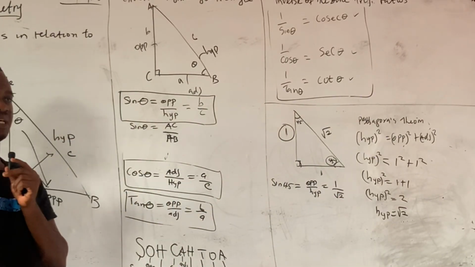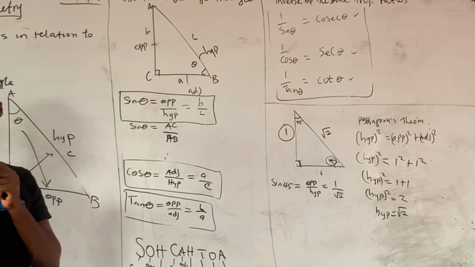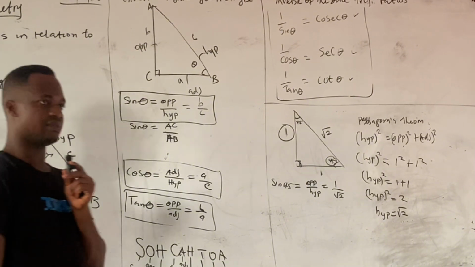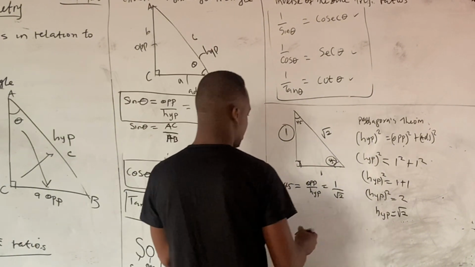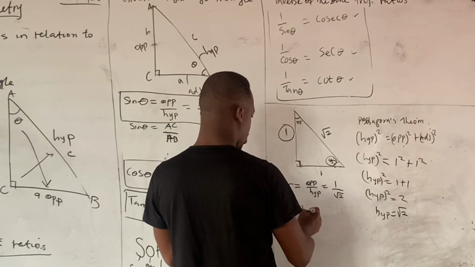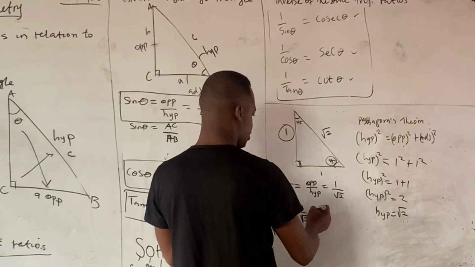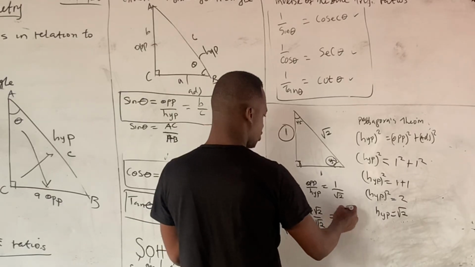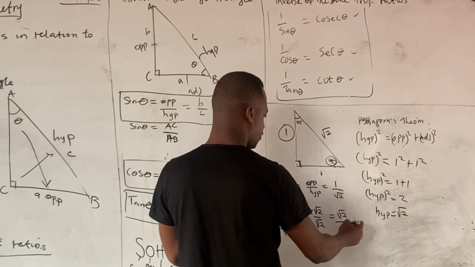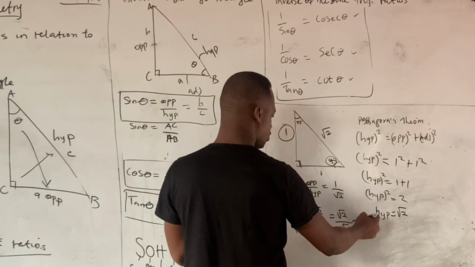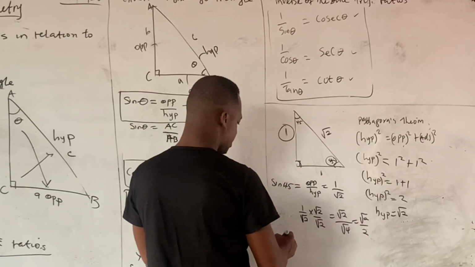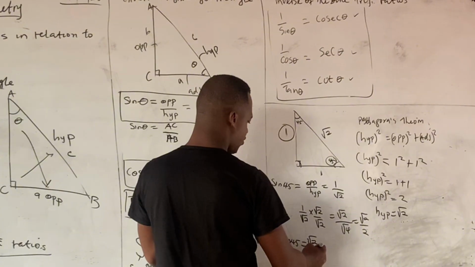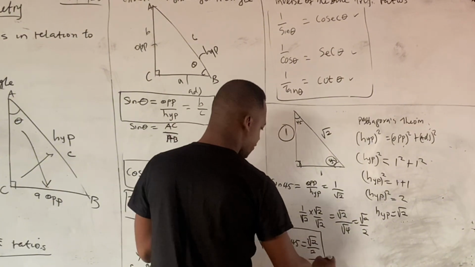We did surds recently. And what did I say about surds? Anytime you have a surd in the denominator, what do you do? You rationalize. Exactly. So let's rationalize that. We're going to have 1 over root 2 times root 2 over root 2. 1 times root 2 gives us root 2. Root 2 times root 2 gives us root 4, and root 4 gives us 2. So root 2 over 2. What this means is that sine 45 is root 2 over 2. So take note of this.